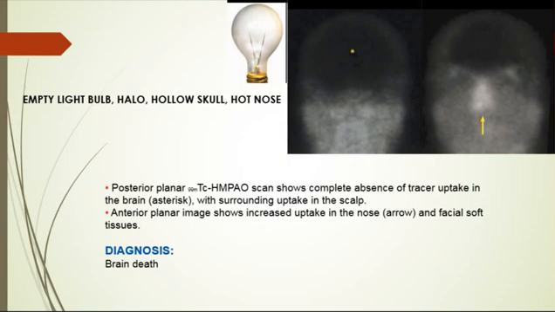It shows complete absence of the tracer uptake in the brain, with surrounding uptake in the scalp. The anterior planar image shows increased uptake in the nose and facial soft tissue, and indicates brain death. So accurate diagnosis of brain death is critical before discontinuing life support in a comatose patient, particularly when organ donation is being considered. Okay? So the clinical examination is only reliable in the absence of hypothermia or barbiturates, sedatives, and hypnotics.